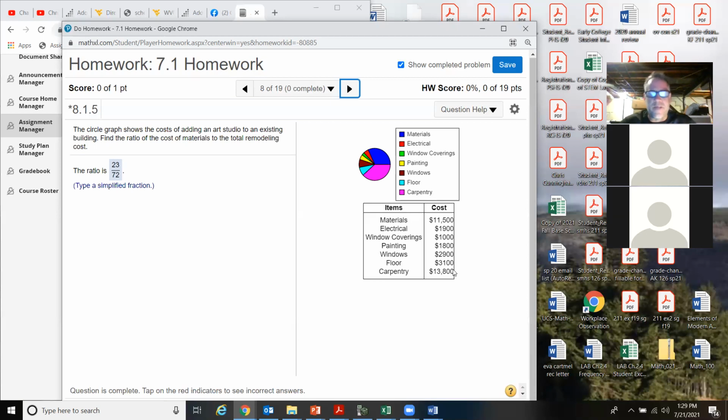Or that is 11,500 over 36,000, which reduces to 23/72. So to answer this again, you would take whichever one it asks over the total and then reduce that fraction as much as possible. Any questions on that? So 11,500 over 13,800 reduces to this number right here.